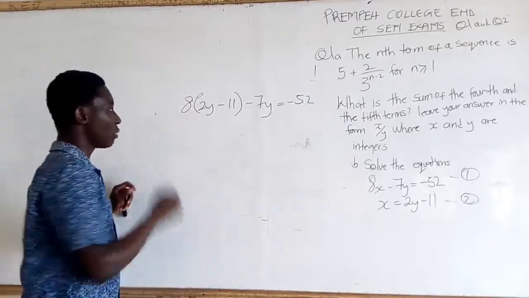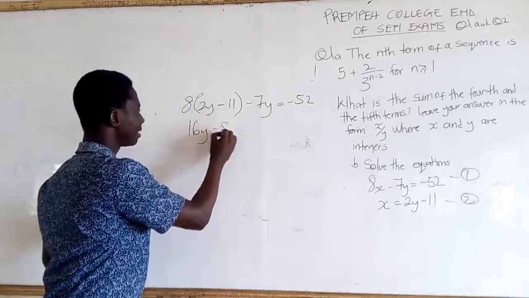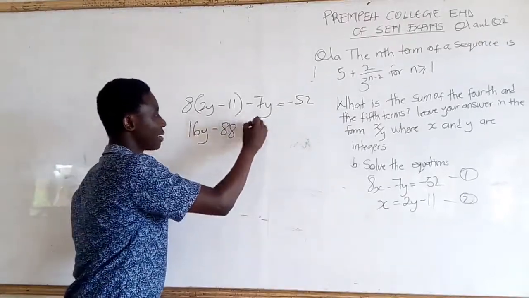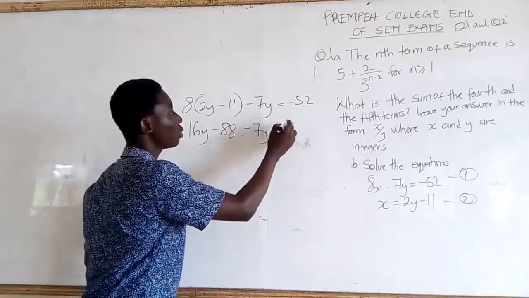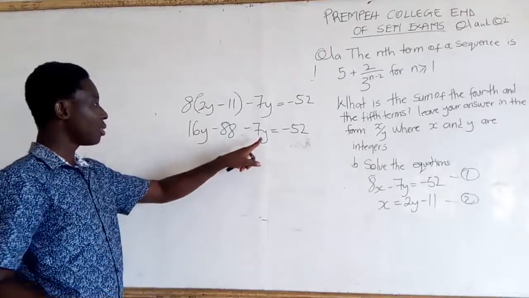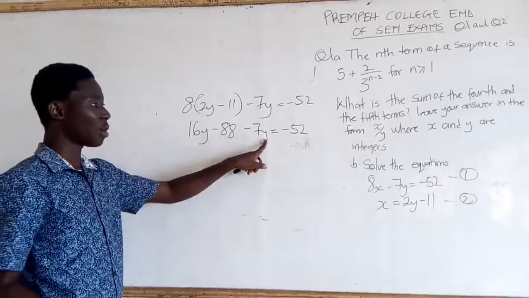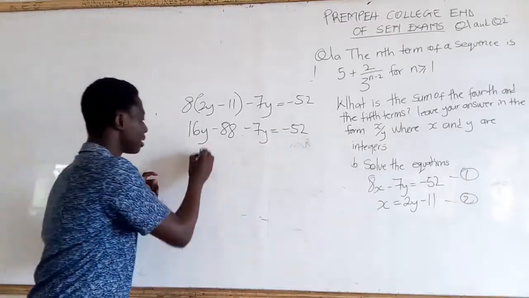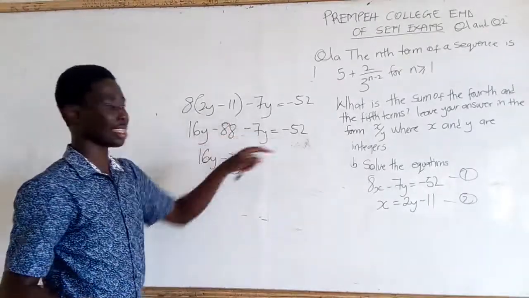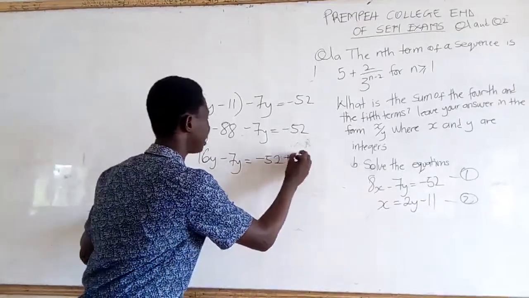Now 8 times 2, we are going to get 16y minus 88, and minus 7y is equal to minus 52. Now we have 16y minus 7y here, so we can group that one. 16y minus 7y, and then we transpose this to the other side: minus 52 plus 88.